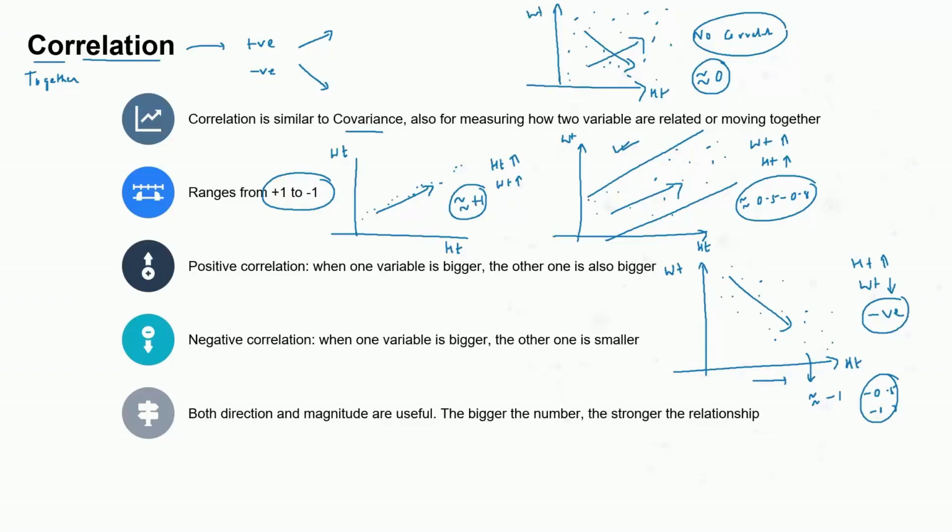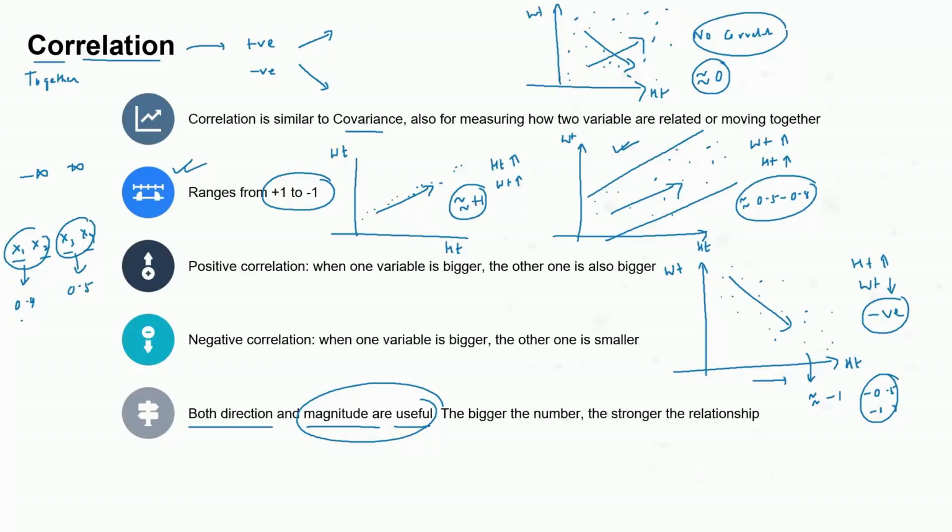But try to understand this thing, that correlation and covariance are almost similar to each other, but the only difference is covariance ranges from minus infinity to infinity, but correlation ranges from -1 to 1. And another big difference is that in correlation, both direction and magnitude are useful. That means if you are analyzing features x1, x2, x3, x4, the correlation between x1 and x2 is 0.9, the correlation between x3 and x4 is 0.5.